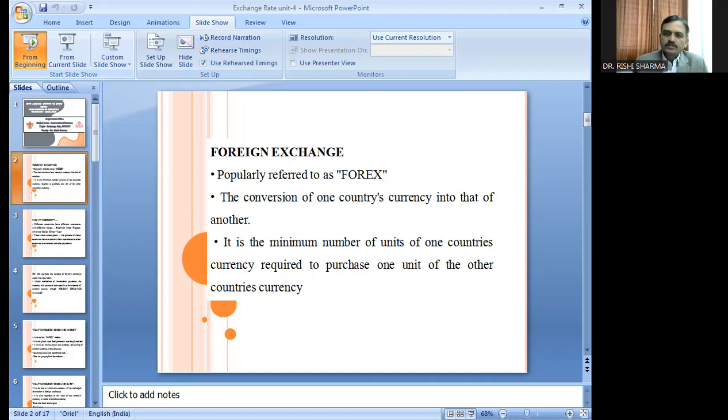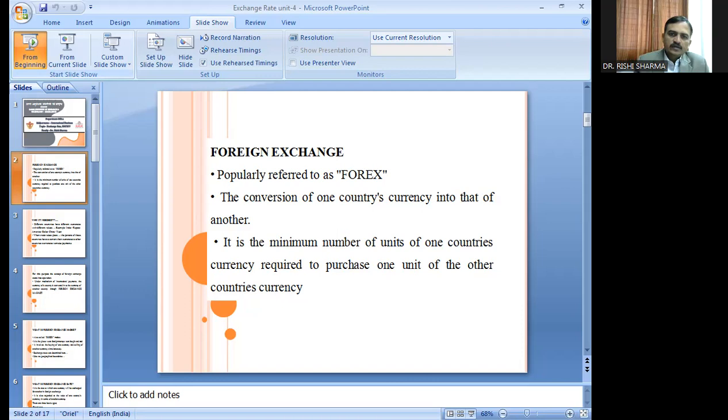Initially the system followed was the fixed exchange rate. In this system, the government intervenes in the currency market in order to keep the exchange rate close to a fixed target. Governments do not want to devalue their money, so they keep a fixed target or fixed exchange rate. When the government wants, then only they devalue it. Otherwise, they will not allow any market fluctuations.